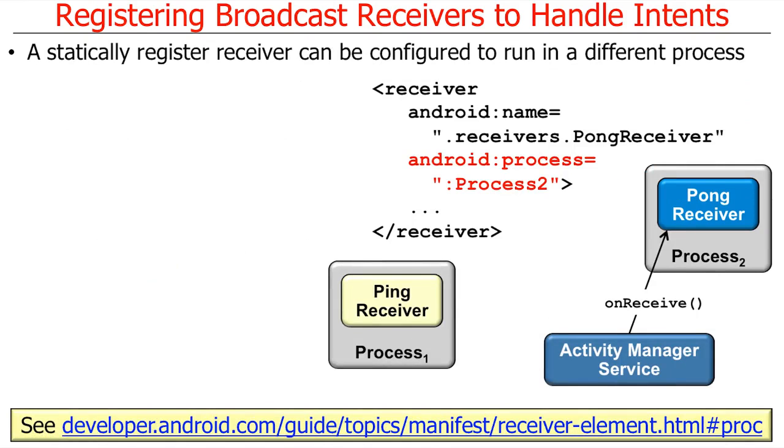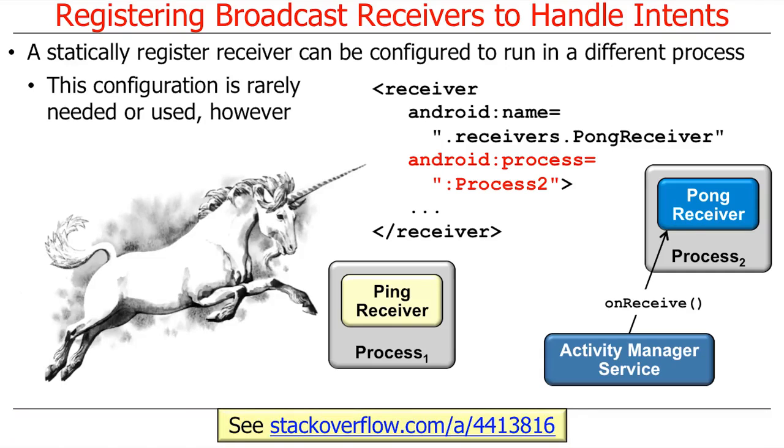A statically registered receiver can be configured to run in a different process. This is fairly straightforward and simply requires modifying one of the elements in a receiver tag in the Android manifest file. Here, as you can see, we're setting up this particular receiver, which is the Pong receiver, to run in a separate process called process 2. And so when it starts up, then the Activity Manager service will deliver the intent to that receiver and start the process if it's not already running. However, this configuration is rarely needed or used.